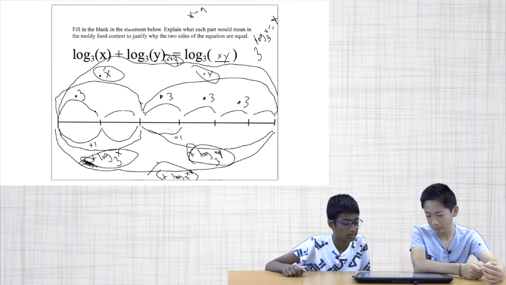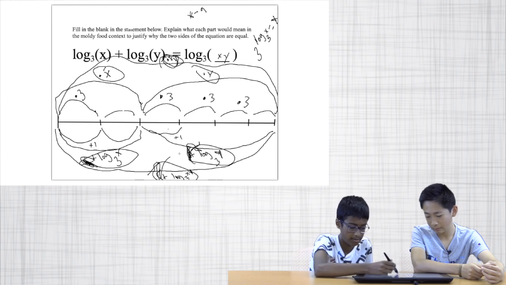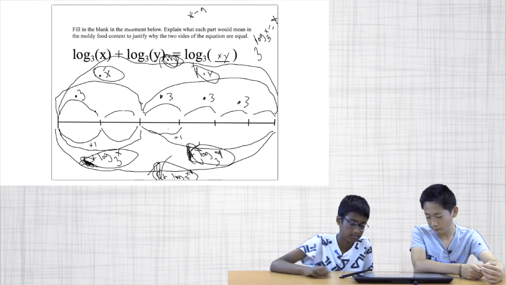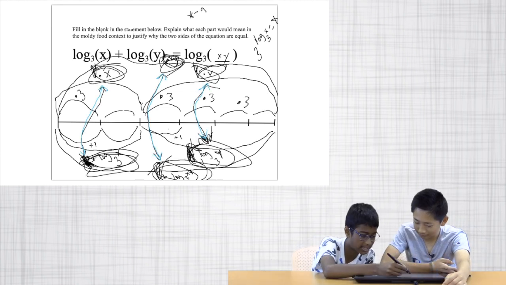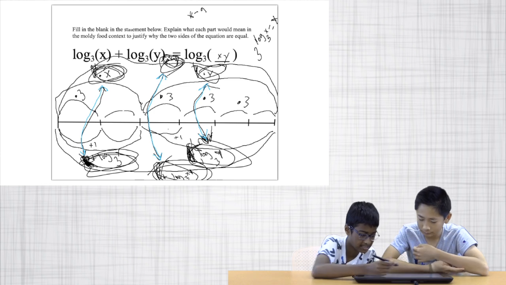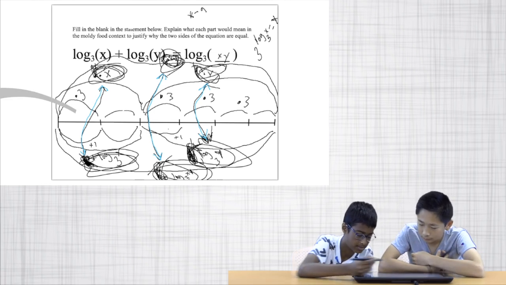And what do the logs represent? They represent the number of 3s that xy has, and the number of 3s that y has, and the number of 3s that x has. What about in terms of food? Over this amount of time, the mold grows by this. And over this amount of time, the mold grows by this. And over this amount of time, the mold grows by this.